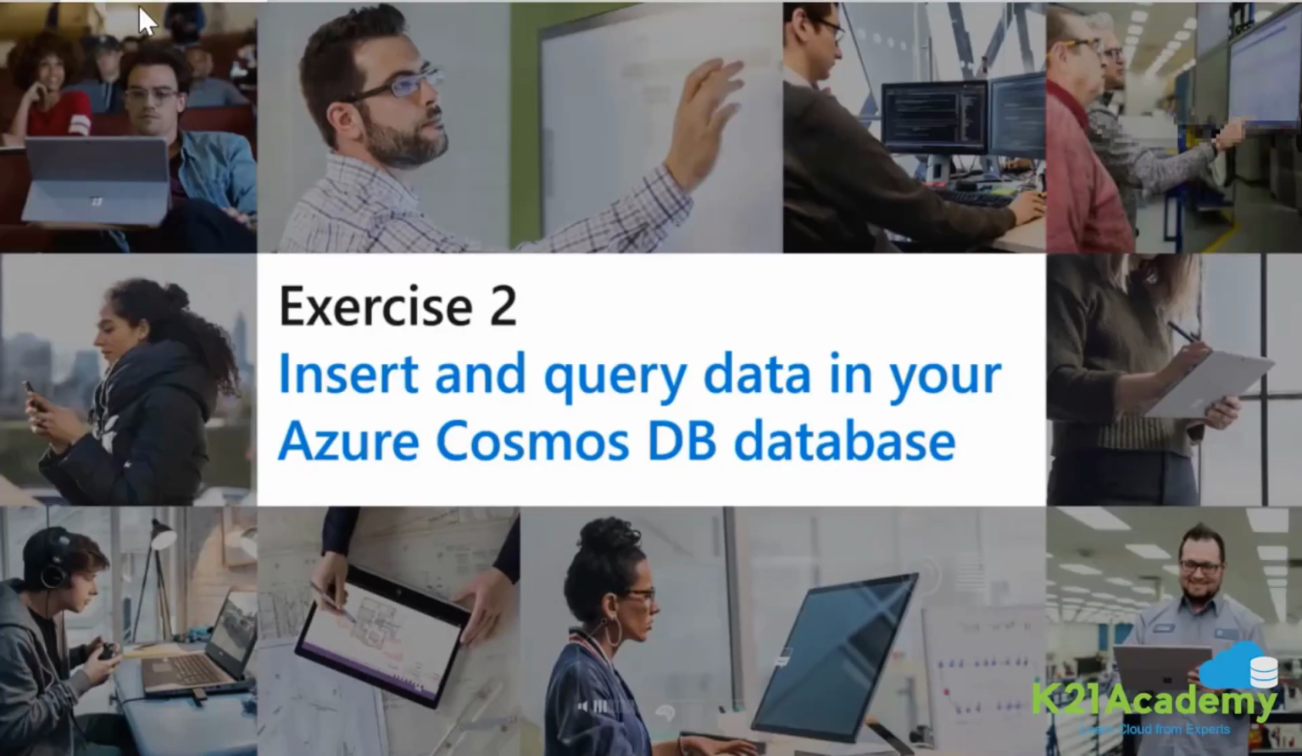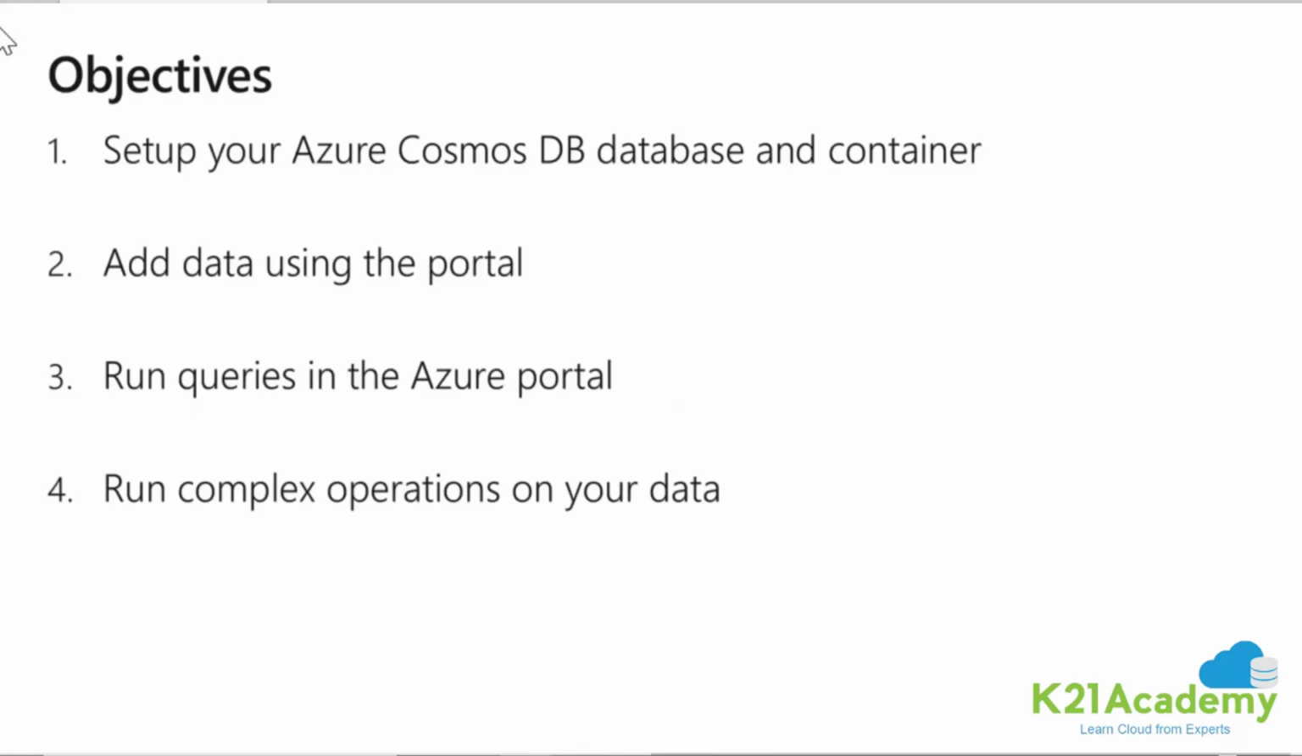Now coming over to exercise number 2, we'll insert and we'll query data into the Cosmos database. So this is where we are going to insert some data as well. So let's get started. There are 4 objectives. Set up the Azure Cosmos database container, add data using portal, run queries, and run some complex operations against the data. So these are things which we are doing.